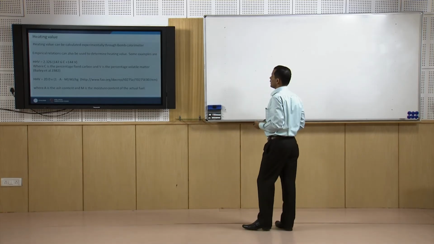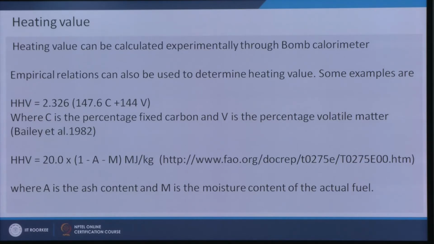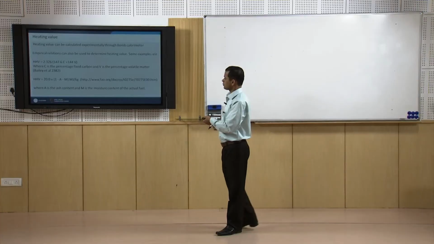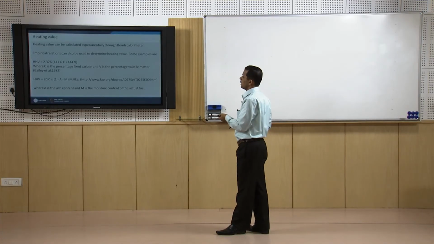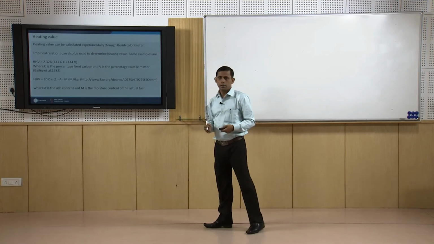Some examples are here, that is high heating value is equal to 2.326 into (147.6 C plus 144 V), where C is the percentage fixed carbon and V is the volatile matter in percentage. And another is high heating value is equal to 20 into (1 minus A minus M) megajoule per kg. This is taken from this source, where A is the ash content and M is the moisture content of the actual fuel.